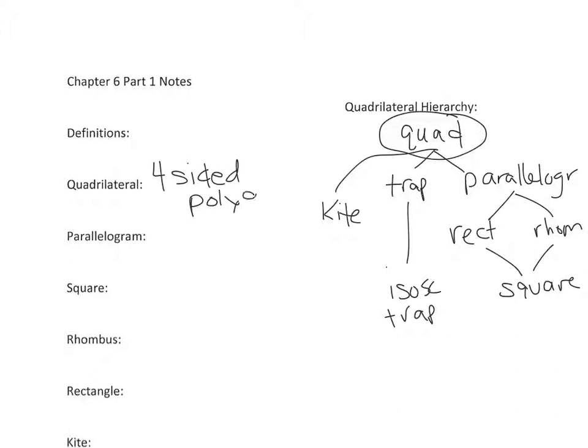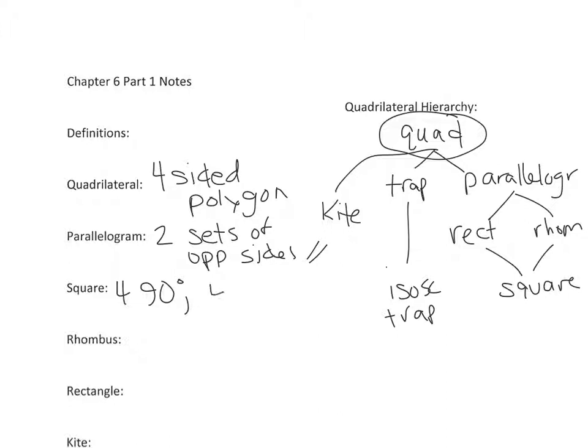A parallelogram, the definition has two sets of opposite sides parallel. A square has 4 90 degrees, or 4 right angles, and 4 congruent sides. A rhombus has 4 congruent sides. A rectangle has 4 90-degree angles. So you can kind of see how a rectangle has 4 90s, a rhombus has 4 equal sides, and they come together to make a square.